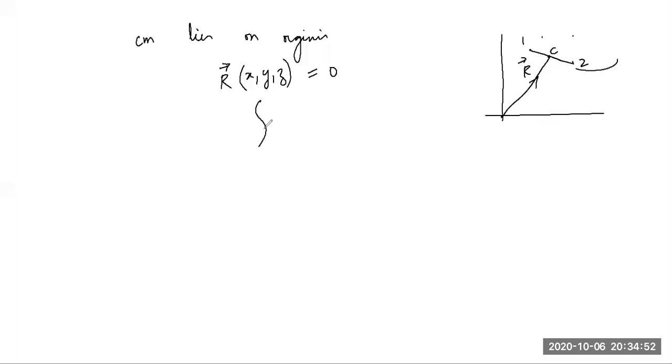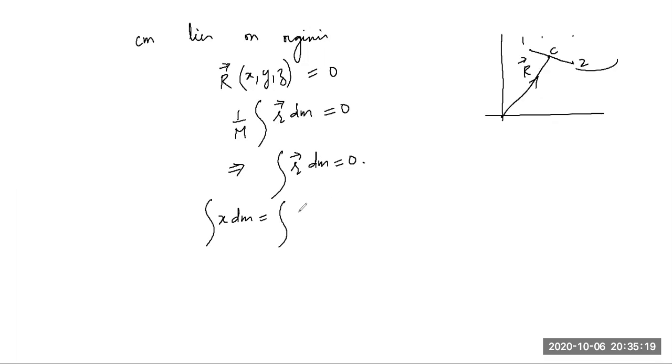So then you have R vector expressed as 1 by M integral R vector dm is equal to 0. So from this, since M is not zero, integral R vector dm is equal to 0. So we can always say integral x dm is equal to integral y dm is equal to integral z dm is equal to 0, only when the center of mass lies at the origin.